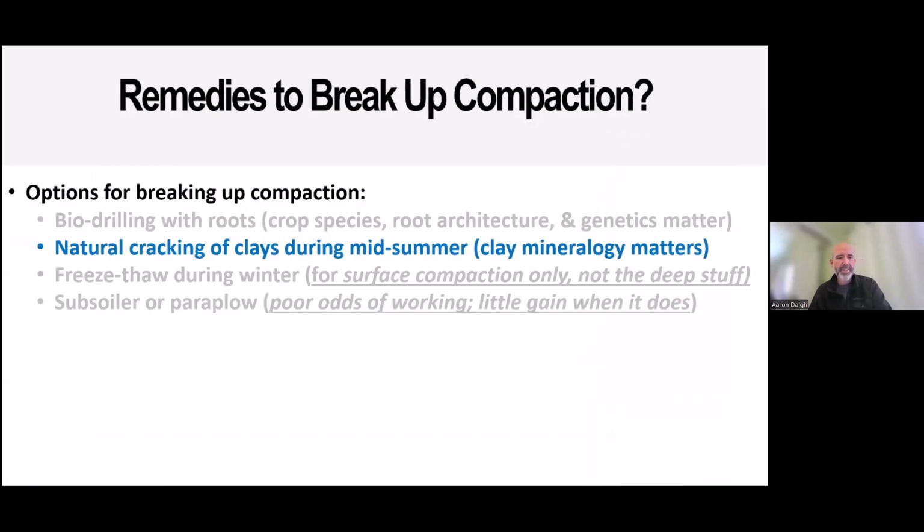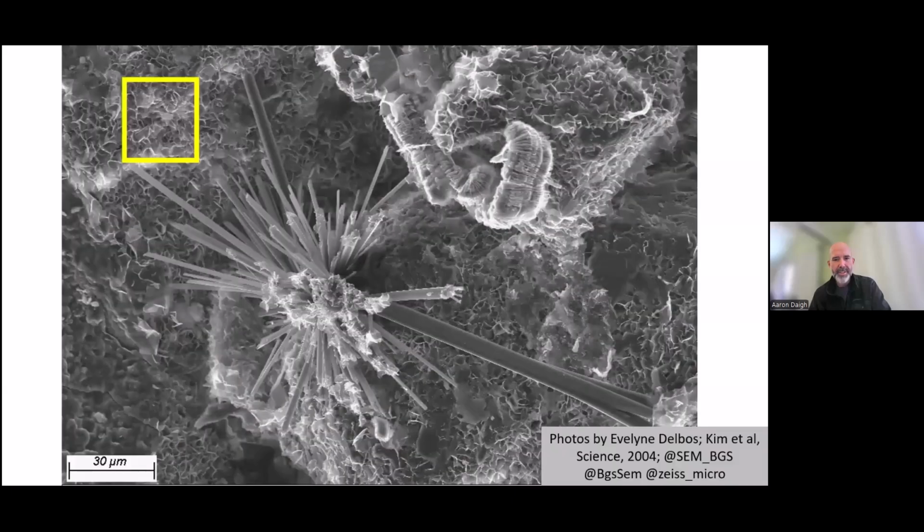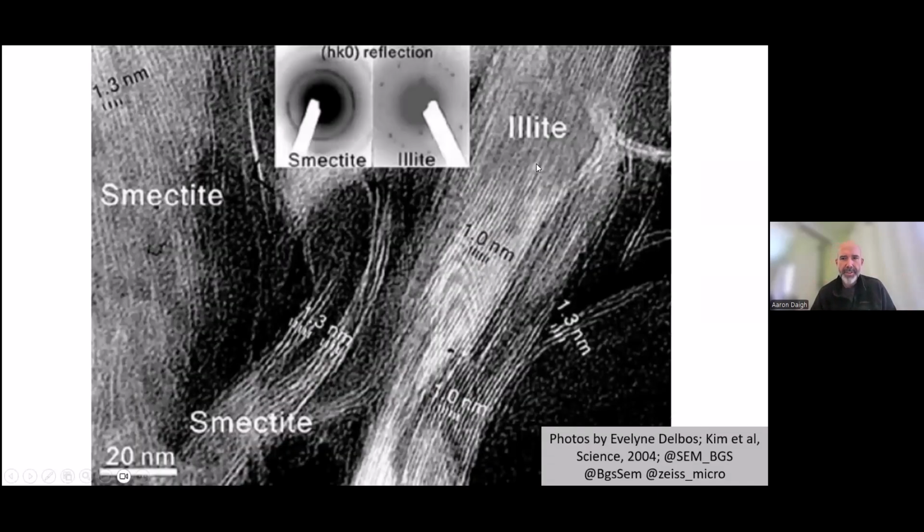The next thing that I'll mention just very quickly is natural cracking of clays during the summer, if you have the right mineralogy. If we look in a soil profile and we just zoom in, we can see different kinds of crystals. We've got kaolinite clays. We've got these fabrics of more 2-to-1 finer clays. We zoom in and it looks kind of like torn tissue paper, but we keep zooming in and you'll see different mineral types and you can see the actual individual layers on them. So this is a transmission scanning electron microscope image here.